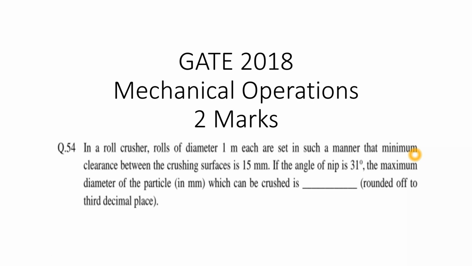Our next question is from GATE 2018 Mechanical Operations for 2 marks. In a roll crusher, rolls of diameter 1 meter each are set in such a manner that the minimum clearance between the crushing surfaces is 15 mm. If the angle of nip is 31 degree, the maximum diameter of the particle which can be crushed is. Let's start with the solution.